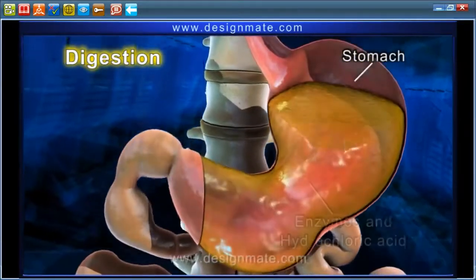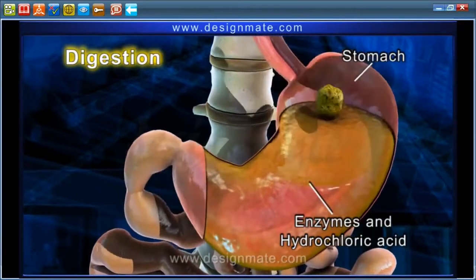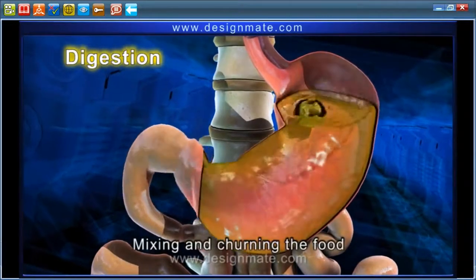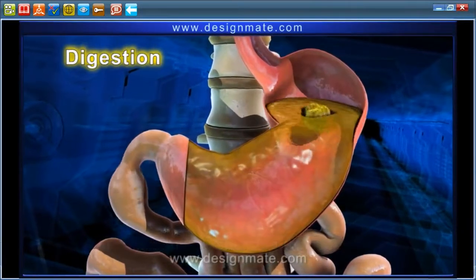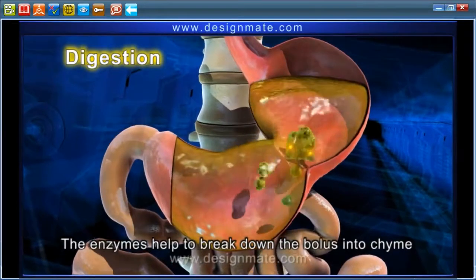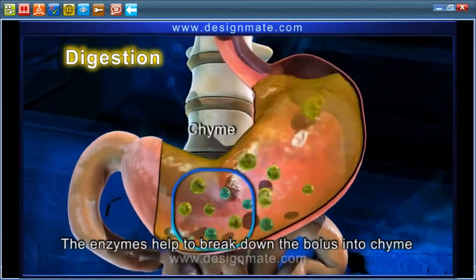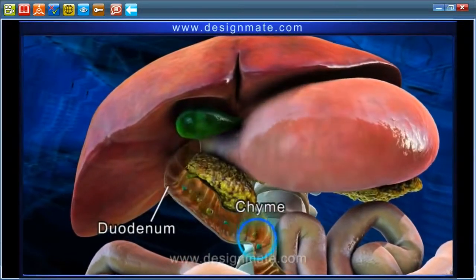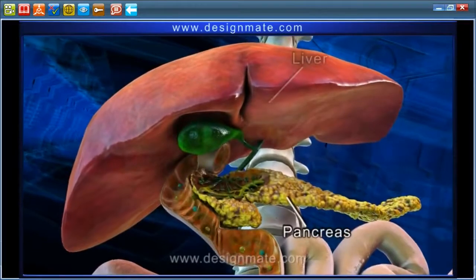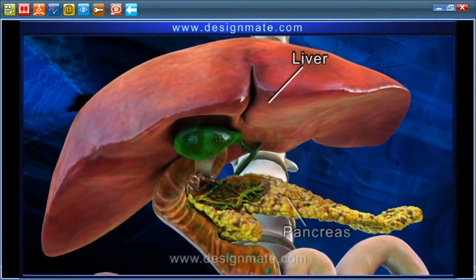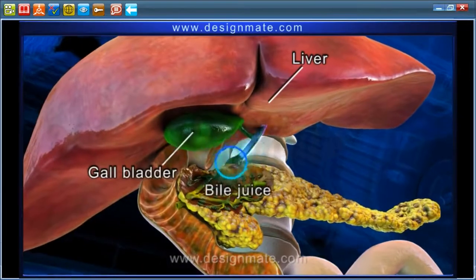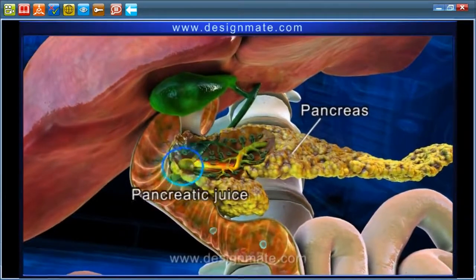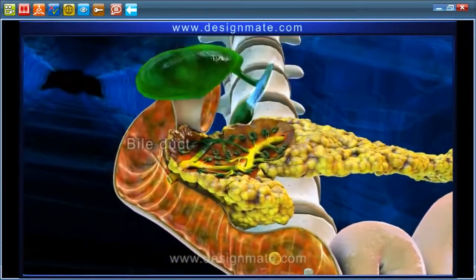The stomach contains a few enzymes and hydrochloric acid. The muscular wall of the stomach helps in mixing and churning the food, which help to break down the bolus into a mass known as the chyme. This chyme passes into the duodenum. The pancreas and the liver are the accessory digestive organs. Liver and gallbladder release the bile juice, while the pancreas releases the pancreatic juice, which enters the duodenum through the common bile duct.